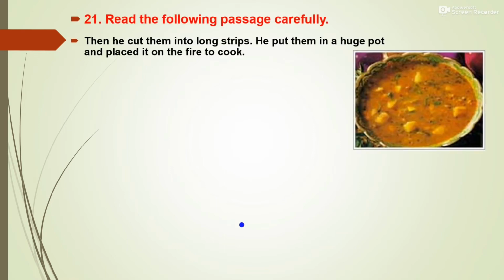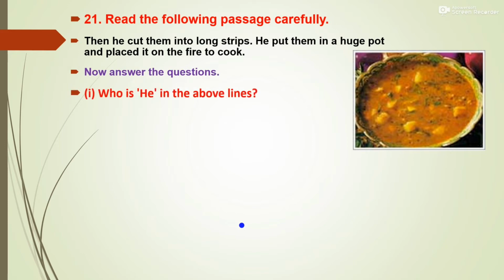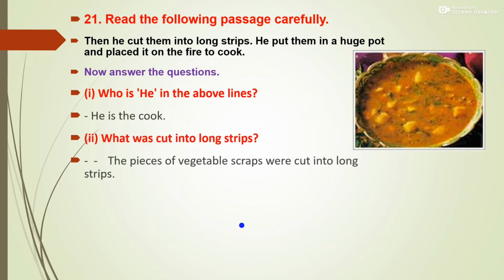Read the following passage carefully. Then he cut them into long strips. He put them in a huge pot and placed it on the fire to cook. Now answer the questions. Who is he in the above lines? He cut means who cut? The cook. He is the cook. What was cut into long strips? The pieces of vegetable scraps were cut into long strips.